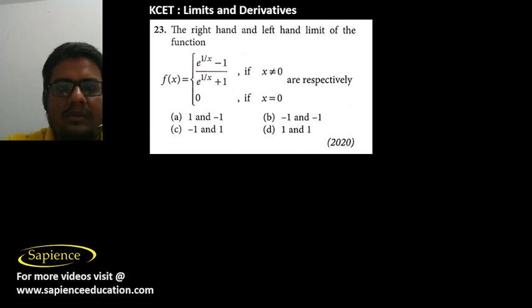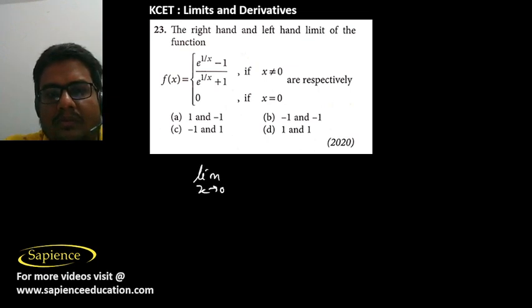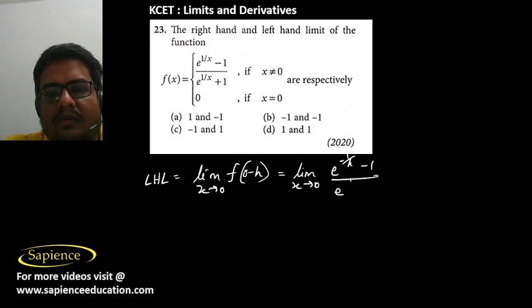Question number 23, it is told the right hand and left hand limit of the function are respectively. So limit h tends to 0 f of 0 minus h, which is the left hand limit of the function at x equal to 0, that we have to find. So this will be limit h tends to 0 e power minus 1 by h minus 1 by e power 1 by h plus 1 over 1 by h.